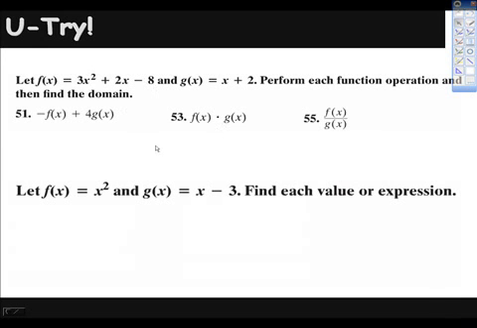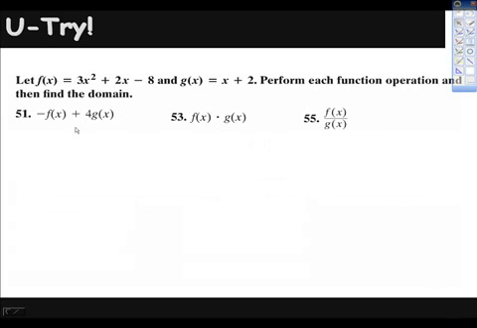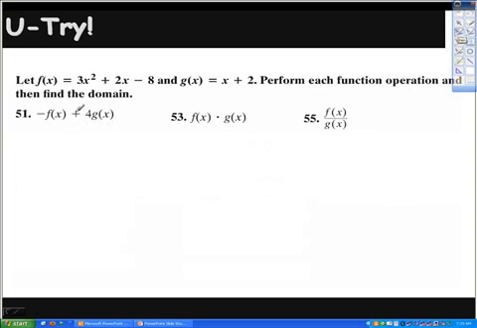All right, we'll do these, and then we'll deal with these later. So we need to do the opposite of f of x plus 4 times g of x. Well, let's just work through this a piece at a time. The opposite of f of x, well, that would just be negative 3x squared minus 2x plus 8, because we have to do the opposite all the way through. Plus 4 times g of x.